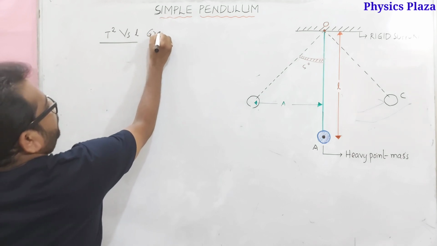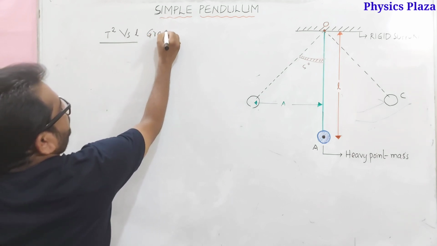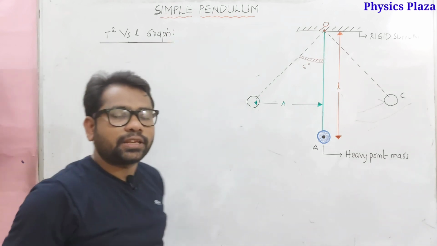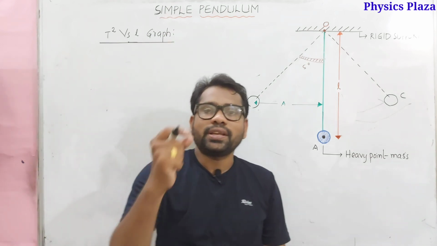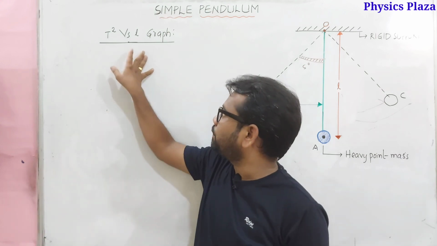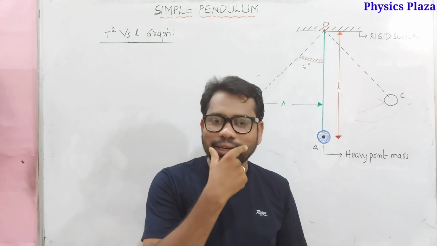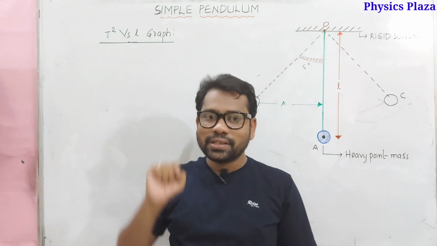Now we will see how the time period varies with the length. This is T square versus length. It's very important. The importance of this graph is that, children, by using this graph we can actually calculate the acceleration due to gravity. But how can we calculate the acceleration due to gravity by using this graph?